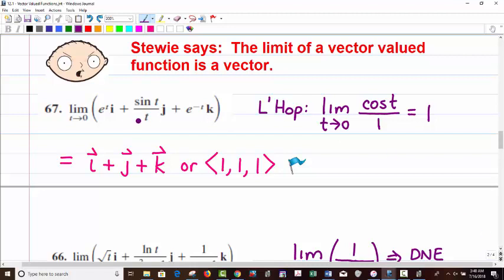Let's take a look at this one, just working with them individually. Now, the first one and the third one are easy because you put 0 in there. Obviously, the first thing you want to do is plug a number in there, and if it works, then you're done. So e to the 0 is 1. e to the negative 0 is 1.